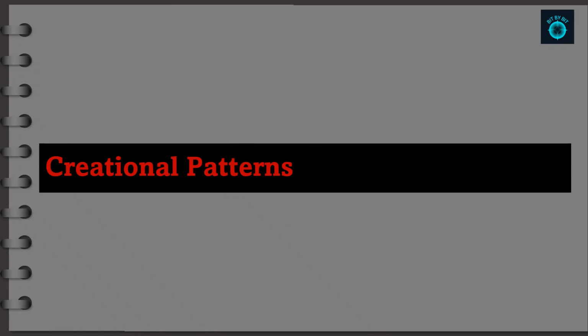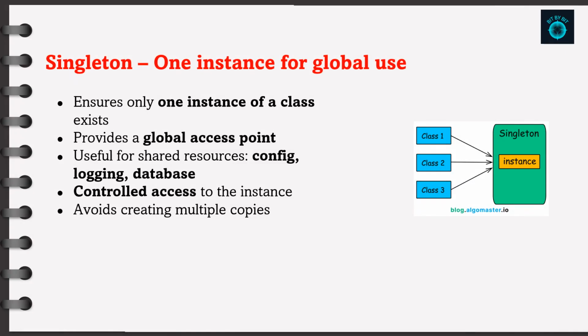Creational patterns. Singleton, one instance for global use. The Singleton pattern ensures that a class has only one instance throughout the entire application. It also provides a global access point to that instance. This means no matter where you are in the code, you can get the same object.